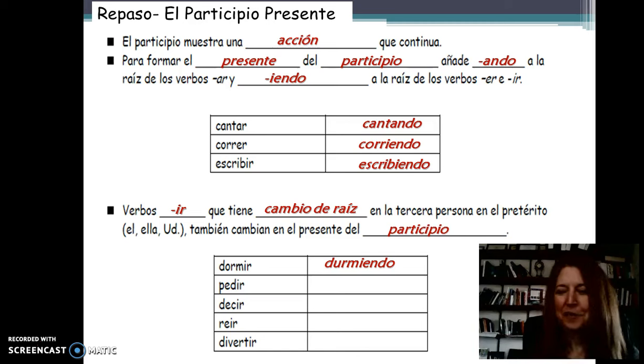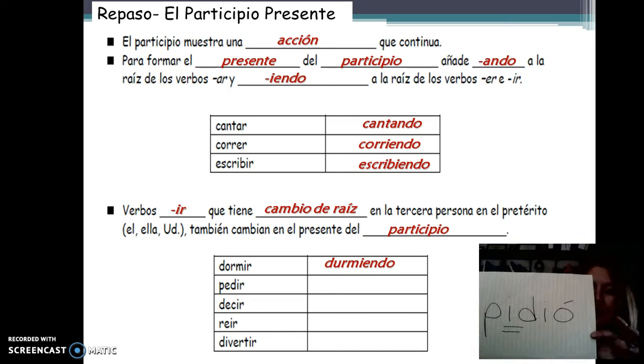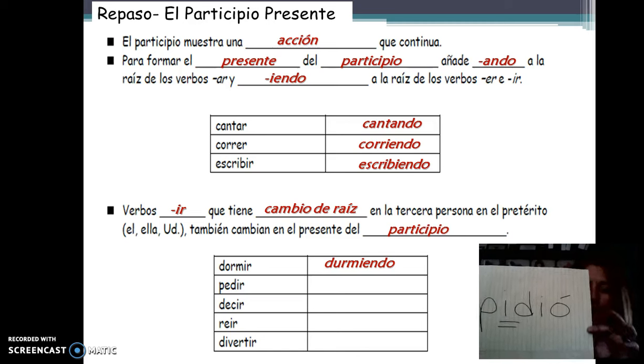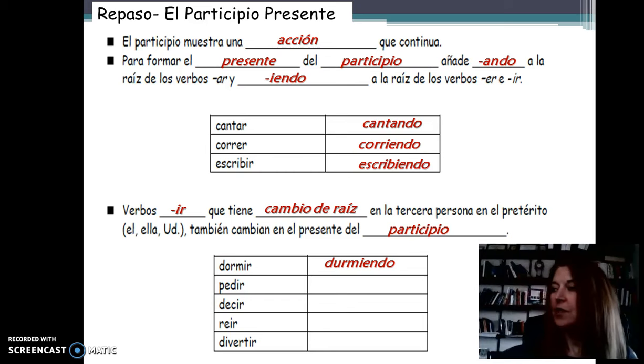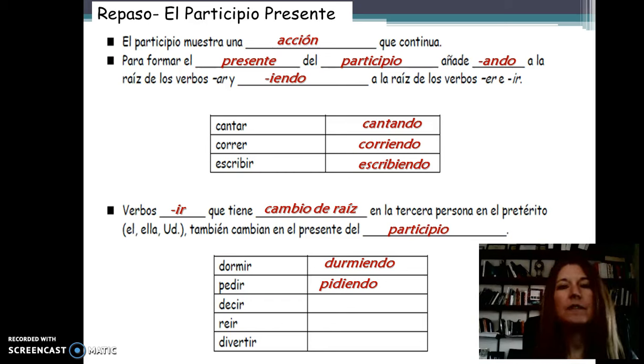And the next one, the verb pedir, that means to ask for. So pedir in the preterite, the E changes to I, just like this. E goes to I. Él pidió la hamburguesa. He ordered the hamburger. So that means it's going to go to pidiendo. The ending stays the same, it's just the stem that changes.